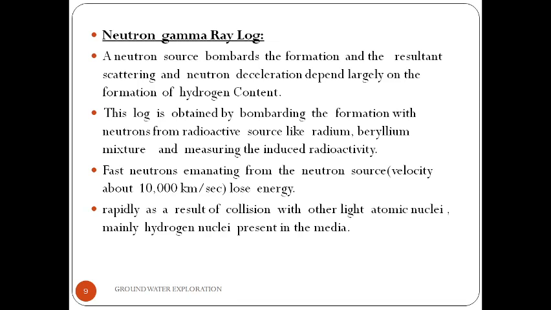Neutron logs are useful in determining the porosity of formation. A fast neutron source is used to bombard the rock, and an individual neutron collides with a hydrogen ion. A large number of slow neutrons, as recorded by a slow neutron counter, indicates a large amount of fluid, that is, high porosity.